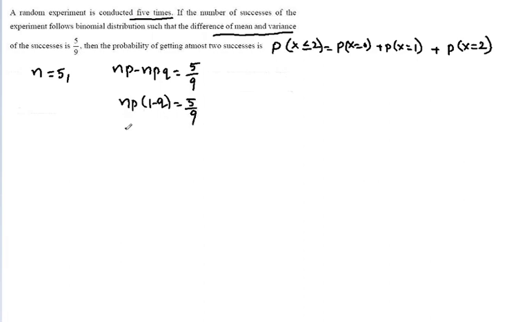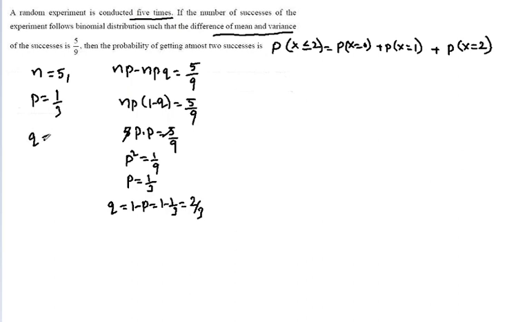Given data in the problem is that a random experiment is conducted 5 times, that is n is 5, and the difference between the mean and variance in binomial distribution, that means np minus npq is equal to 5 by 9. Take np common, that is np into 1 minus q is equal to 5 by 9. Here n is 5, so 5p into 1 minus q, and 1 minus q is also p, that is equal to 5 by 9. 5 cancels, therefore p square is equal to 1 by 9, p is equal to 1 by 3. Now find q: q is equal to 1 minus p, that is 1 minus 1 by 3, equal to 2 by 3. So n value is 5, p value is 1 by 3 and q value is 2 by 3.